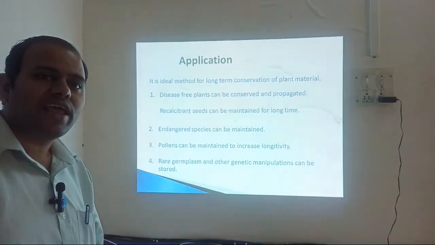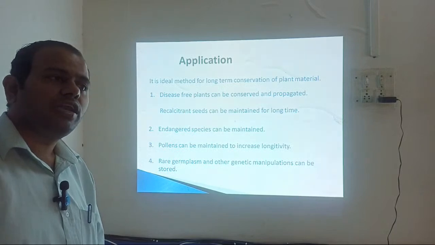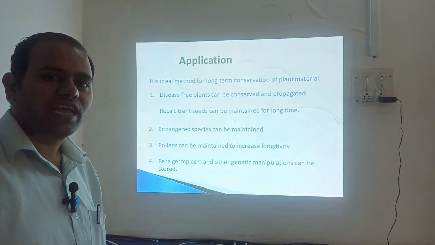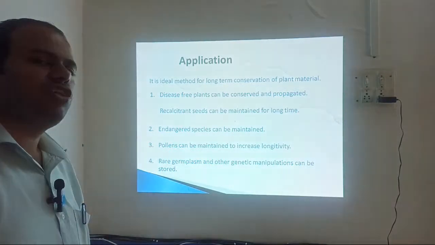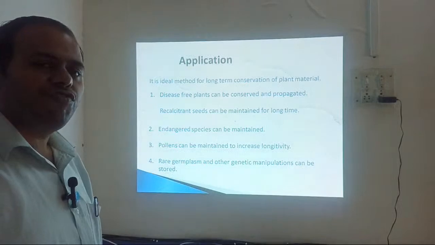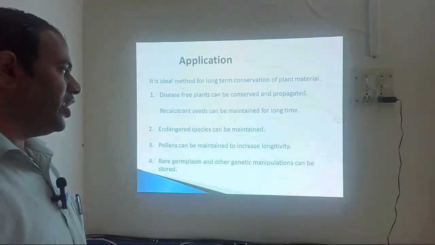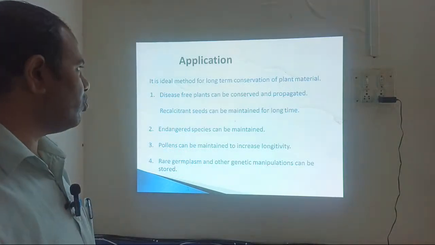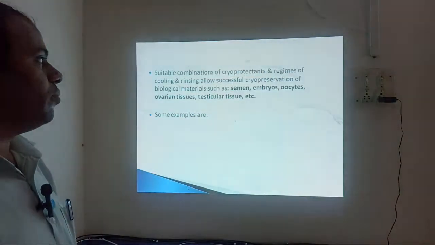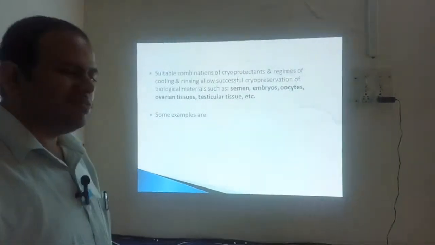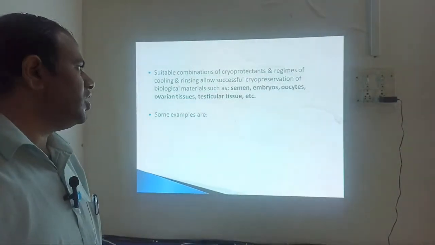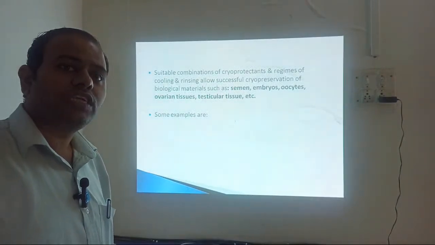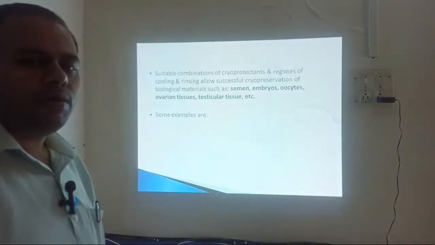For example, plants like bamboo, which flower at a very large interval of time. So the flowering season is very far apart. So you can preserve the pollen grains of such plants, and then you can use them for further cultivation also. Rare germplasms and other genetic manipulations of different organisms can also be stored. Then suitable tissues such as semen, embryos, oocytes, ovarian tissue, testicular tissue of very important organisms which are endangered or which are extinct can also be stored under cryopreservation.